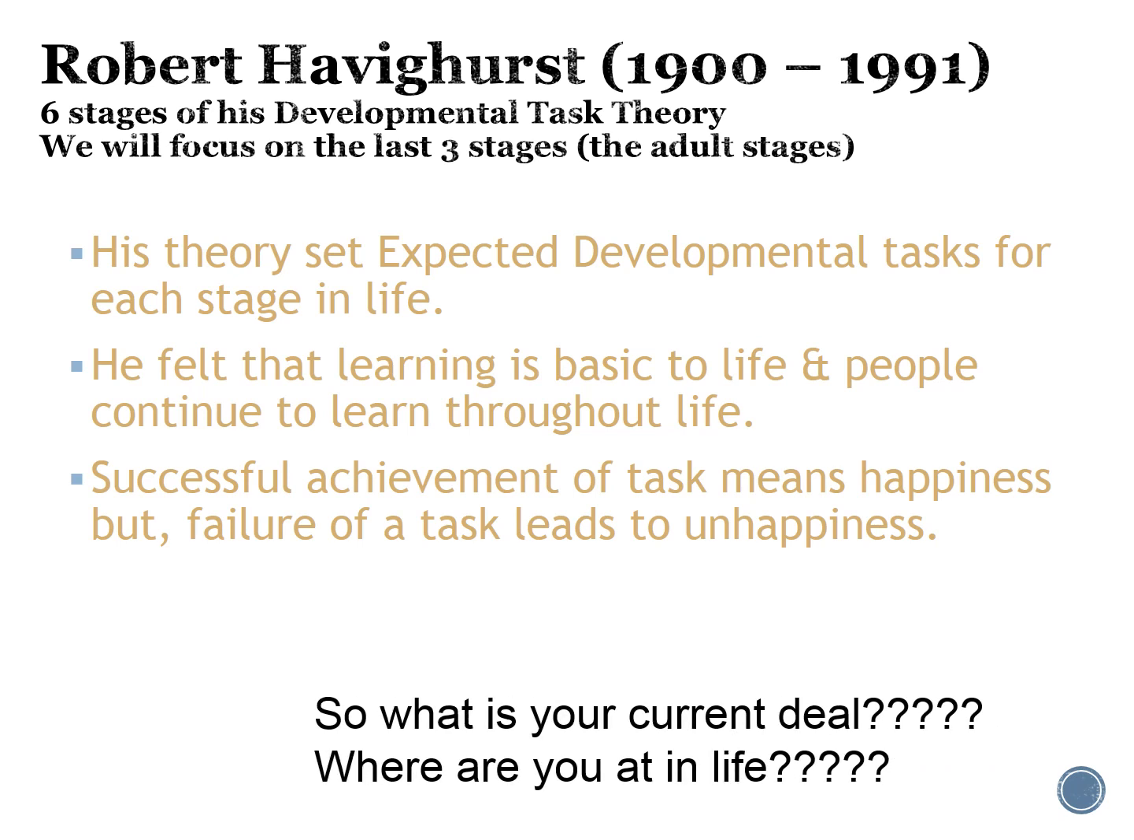Okay, so let's talk about Robert Havinghurst. So what's your current deal? Where are you at in life? So what are you doing? In Havinghurst's theory, he set expected developmental tasks for each stage of life. He felt that learning is basic to life and that people continue to learn through life. That successful achievement means happiness, and if you're unable to be successful, you would be unhappy in life.